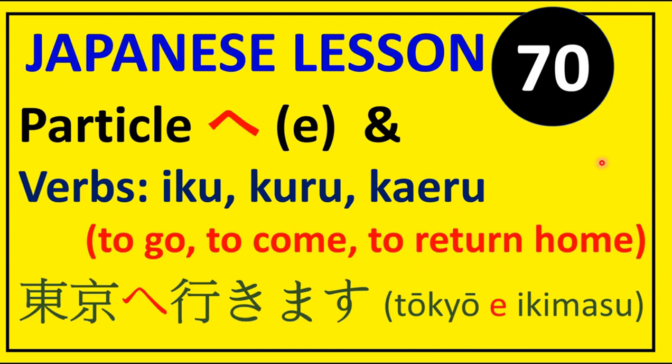Today is lesson 70 of the series Japanese for Beginners. And the topic of today's lesson is particle e and verbs that describe the actions of going and coming. That is iku, kuru, kaeru. For example, Tokyo e ikimasu.